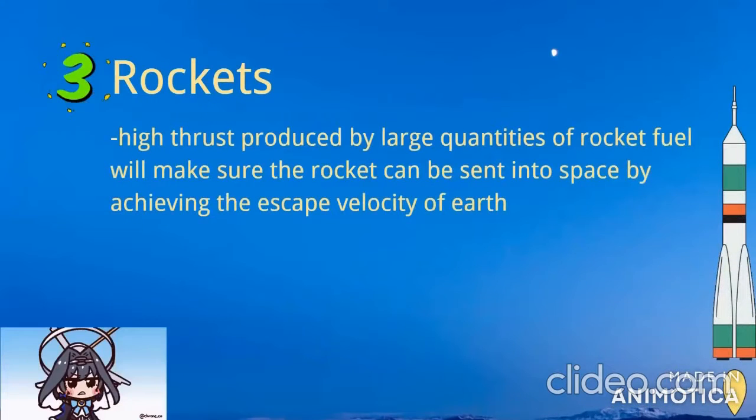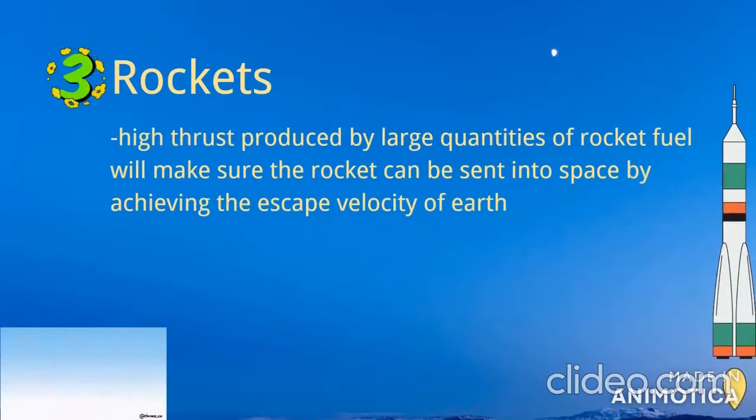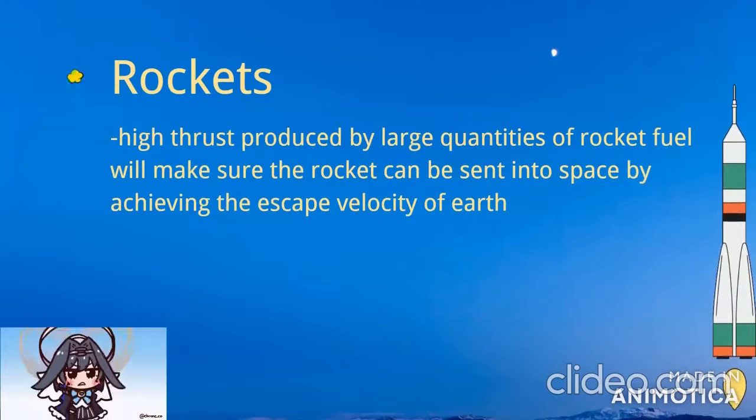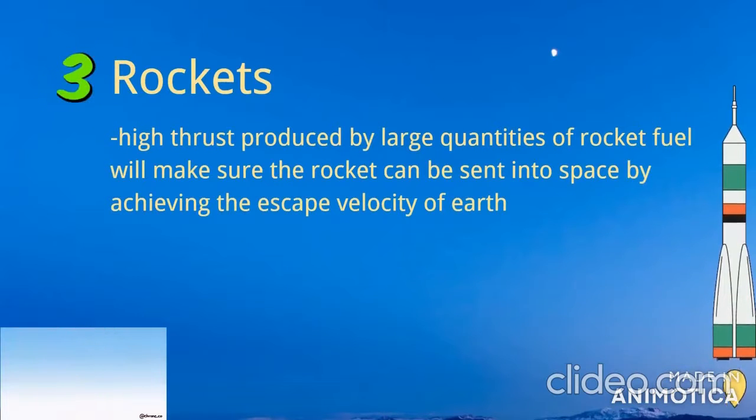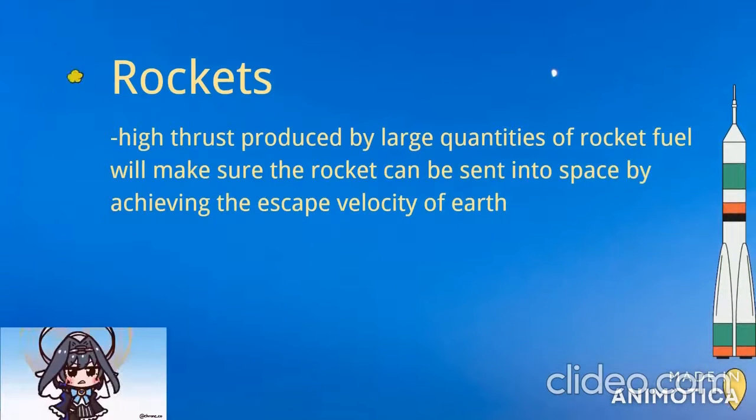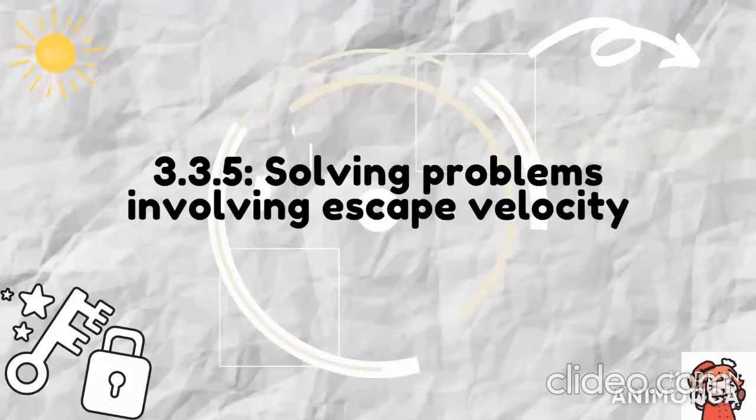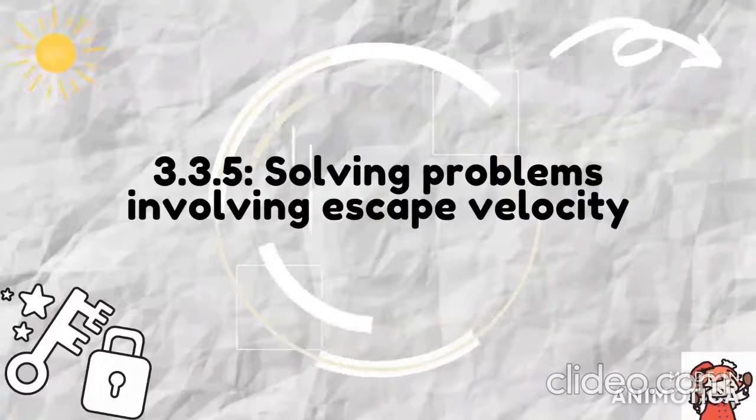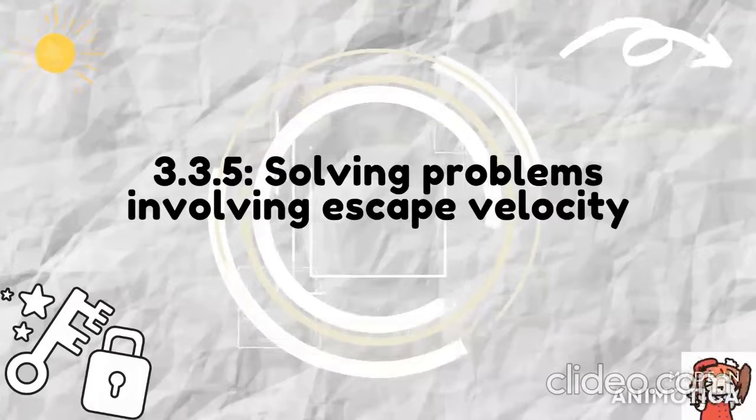Third, rockets. High thrust produced by large quantities of rocket fuel will make sure the rocket can be sent into space by achieving the escape velocity of Earth. Now, I'm going to talk about 3.3.5, solving problems involving escape velocity.